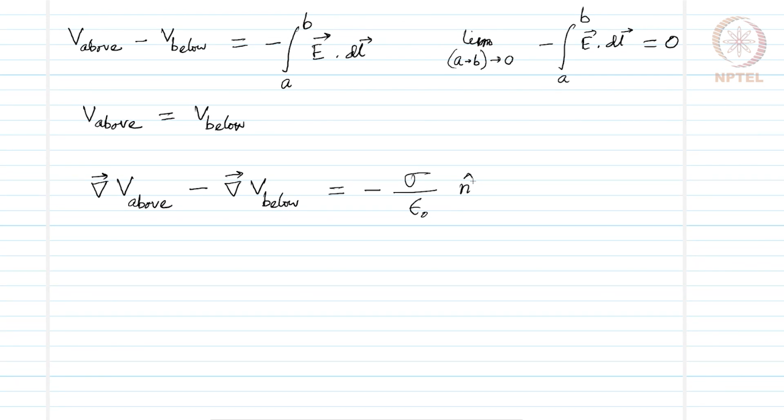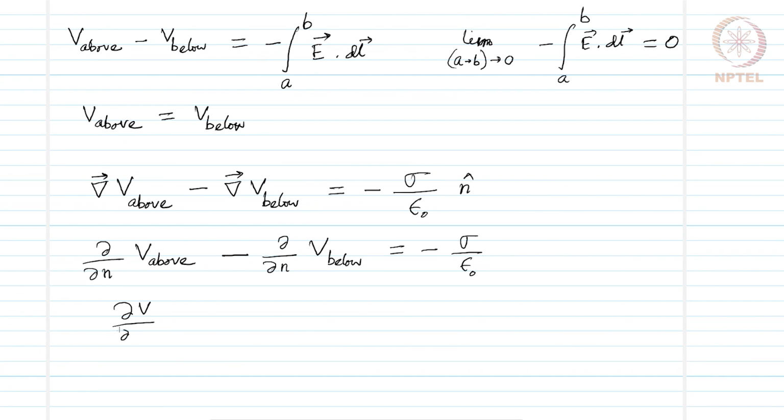That is all. And we can write it actually a little more conveniently. Del n, that is normal derivative of the potential above, minus the normal derivative of the potential below, is given as minus sigma over epsilon naught. We can write this, where the normal derivative can be represented as gradient of the potential dot product with the normal direction.